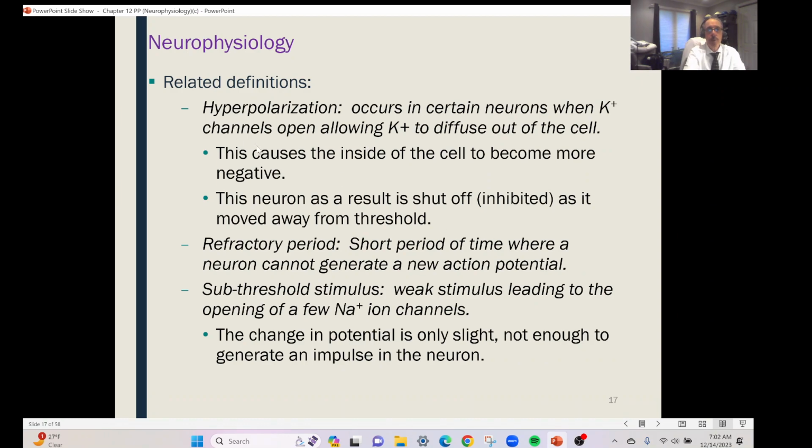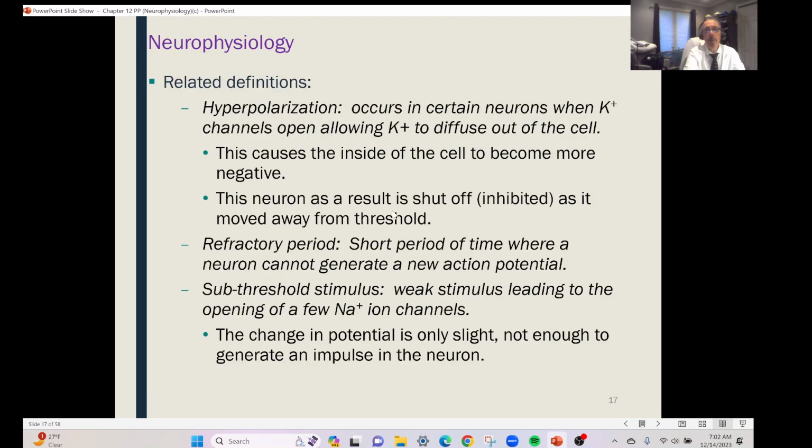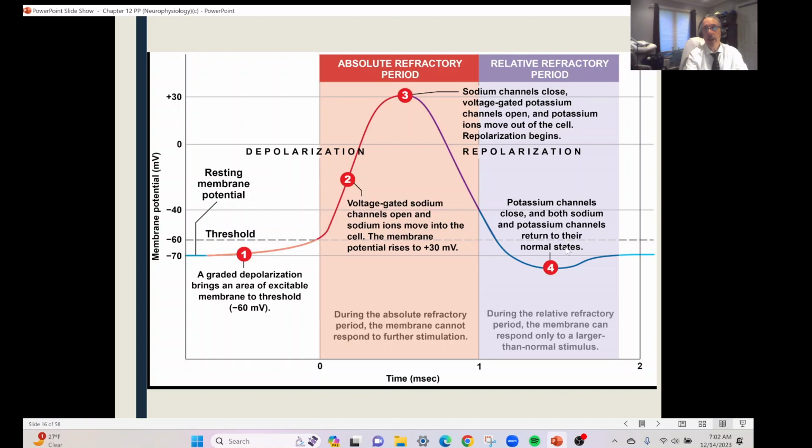Okay, I talked about hyperpolarization already. Again, that was this downward swing over here, right? Hyperpolarization occurs in certain neurons when potassium channels are open, allowing extra potassium to diffuse out of the cell, right? So now the inside of the cell becomes more negative. Now, when this neuron is in this state down here, it's much harder to stimulate. If we were to stimulate it, it's further away from threshold. So it's actually much more difficult to stimulate a neuron that's hyperpolarized, right?